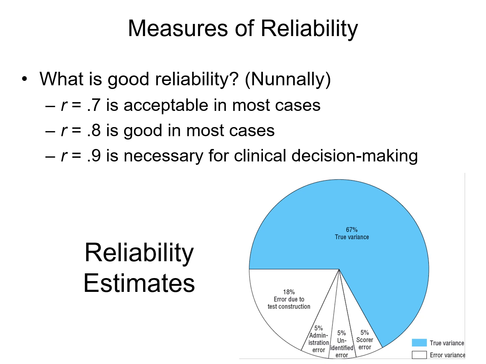It might be error due to the construct. It might be error due to the administration. It might be unidentified error. It might be the scorer themselves messing things up or the scoring sheet. But again, we want to reduce that error as much as possible. And that's really the goal of measurements of reliability.